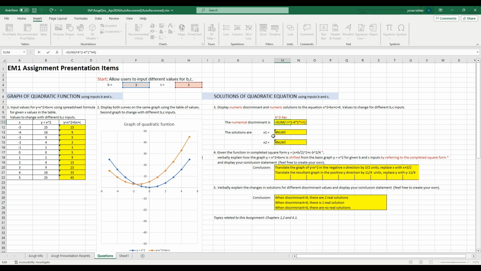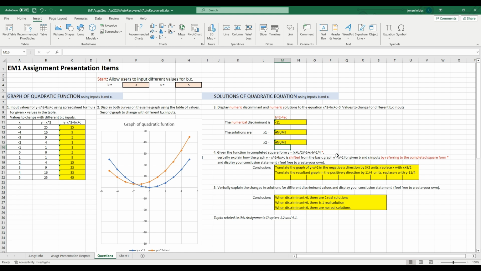And to find x1, I would have to use the formula of minus b plus square root b squared minus 4ac. And for the value of x2, I would need to use minus b minus square root b squared minus 4ac. And of course, xi would help me to evaluate all of those, in which case there are no real solutions because the discriminant is less than 0.